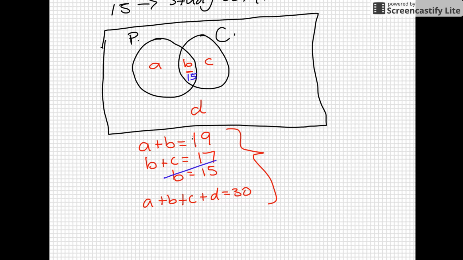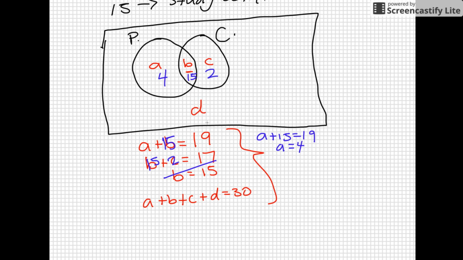Now we have A plus B equals 19. Well, we know B is 15. So A plus 15 equals 19. So we go, okay, what add 15 equals 19? That's 4. So A must equal 4. 4 people study only physics. Next one, B, which we've said is 15, plus C equals 17. So 15 add what equals 17? 2.